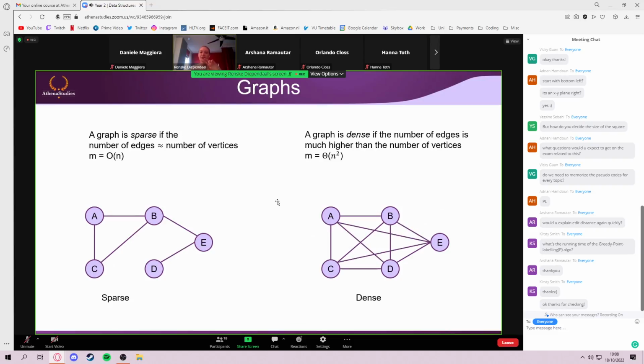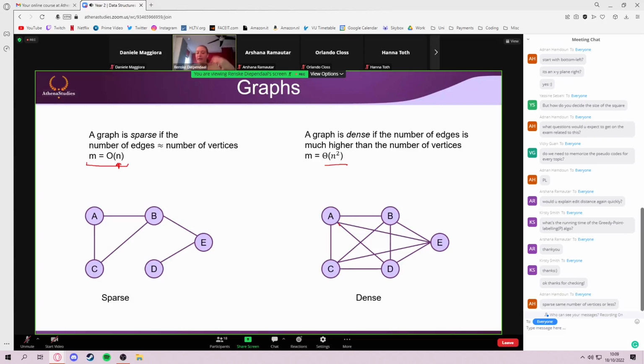Okay, then we also have the sparse and dense parts. So we say that a graph is sparse if the number of edges is roughly the same as the number of vertices. So this was a sparse graph. It doesn't have too many edges. Pretty much the same number, exactly the same number in this case. And the graph is called dense if the number of edges is much higher than the number of vertices. And we're really talking about like n squared over here. So this one is dense because, well, everything is pretty much connected to everything. So we have a lot more edges than we have vertices.